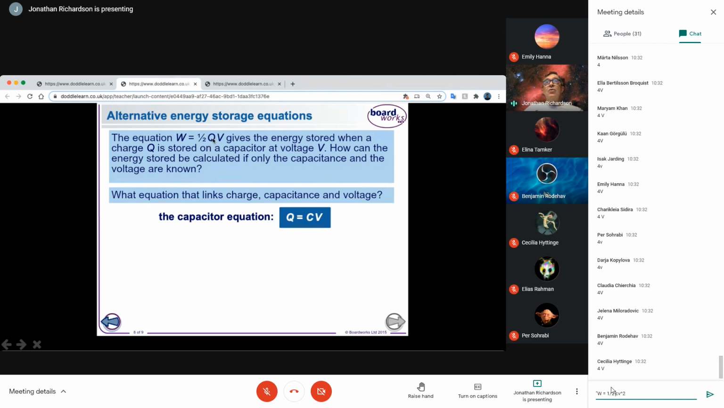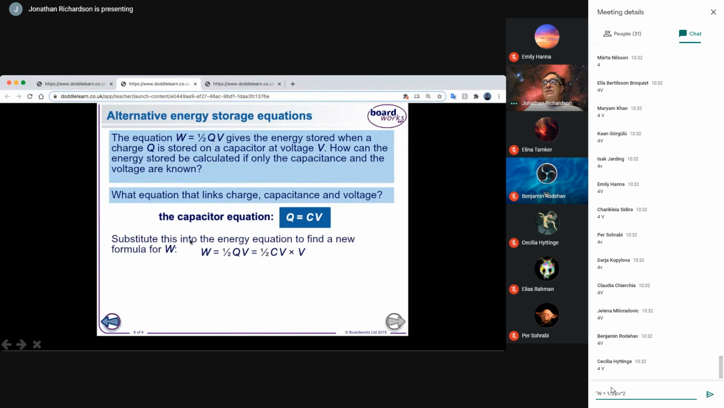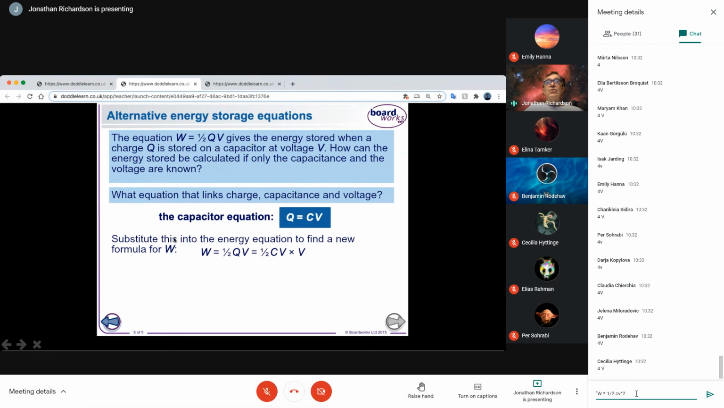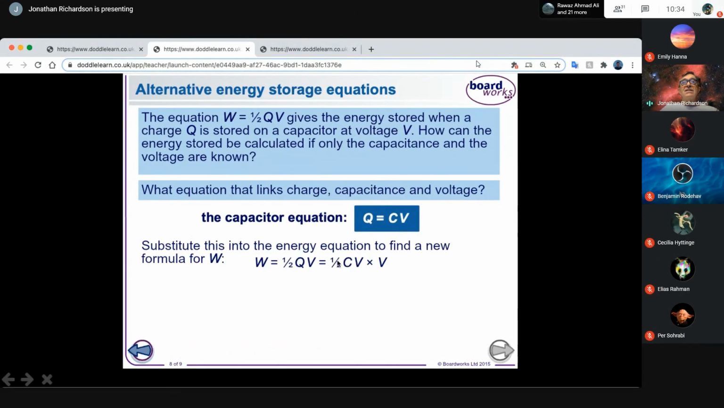And we have also here the equation that gives the energy stored, a half Q times V. So let's substitute Q as CV. We now get the energy stored in a capacitor when it's charged can be calculated from the capacitance and the voltage. So we now have a slightly different equation, but doing the same thing.